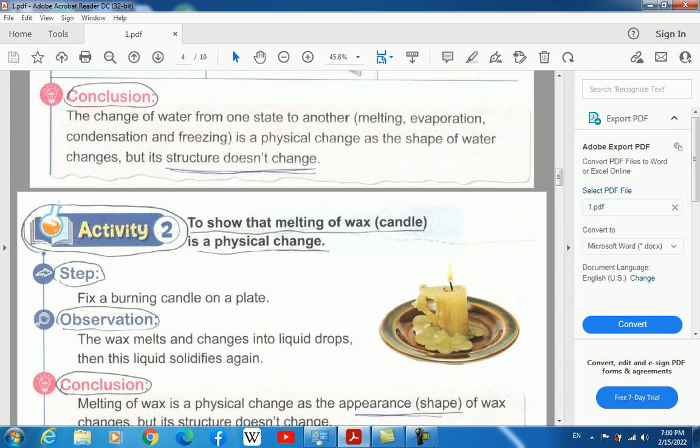So the conclusion: the change of water from one state to another, which is melting, evaporation, condensation and freezing, is a physical change, as the shape of water changes but its structure does not change. The structure remains the same.